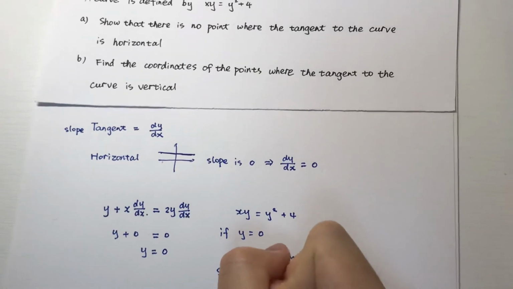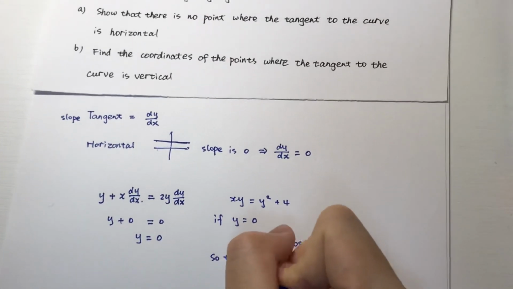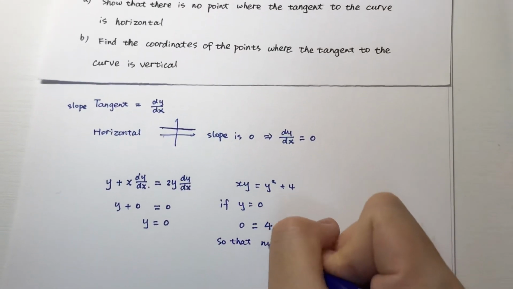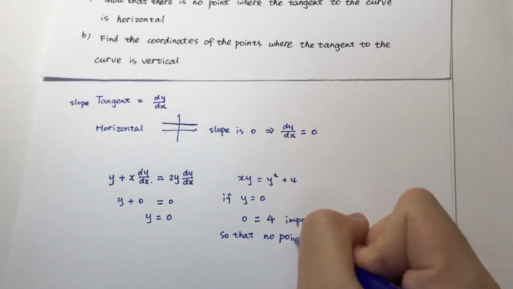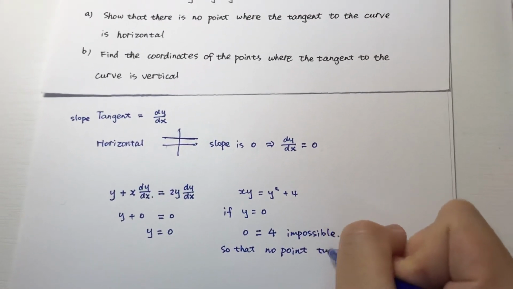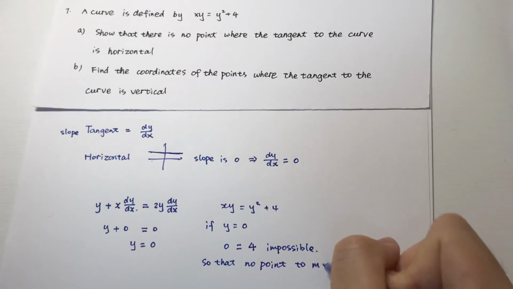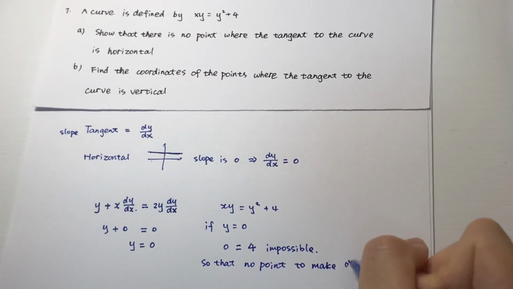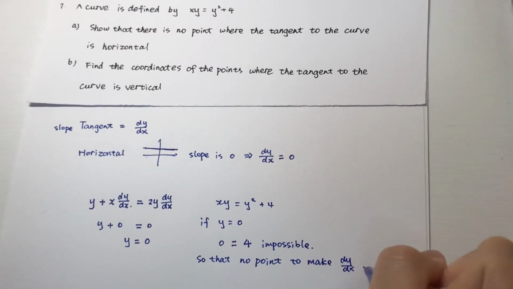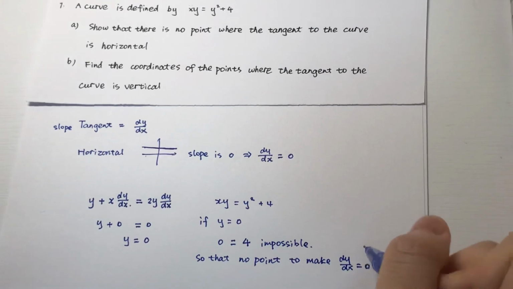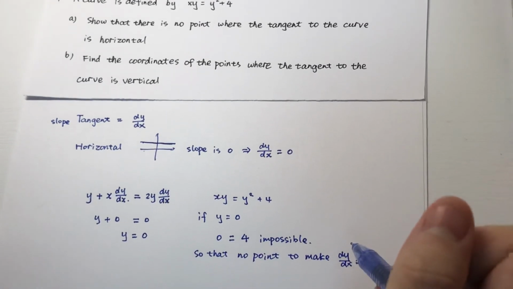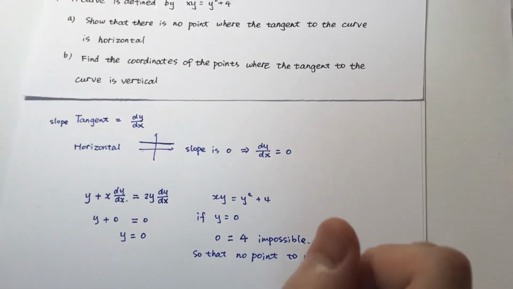So there is no point that makes dy dx equal to 0, so no tangent line is horizontal. Finished.